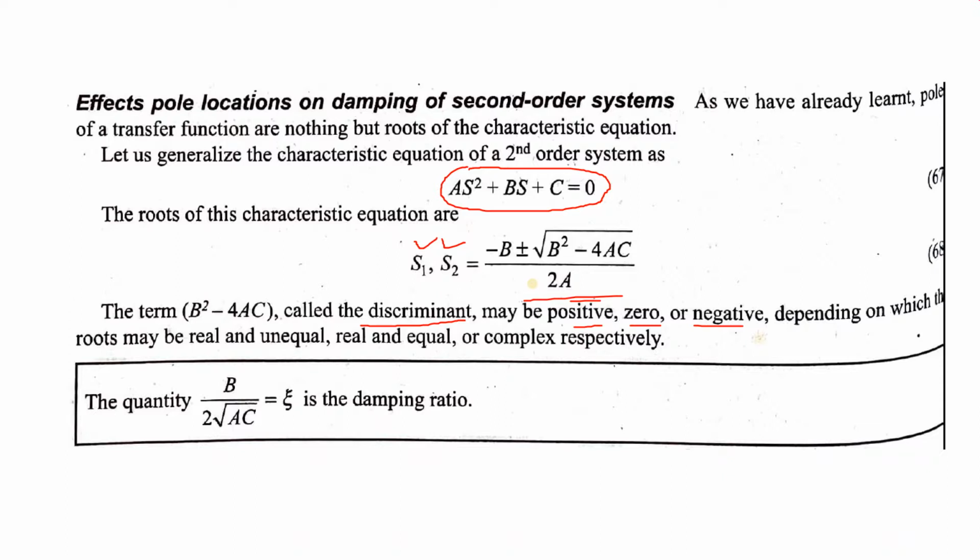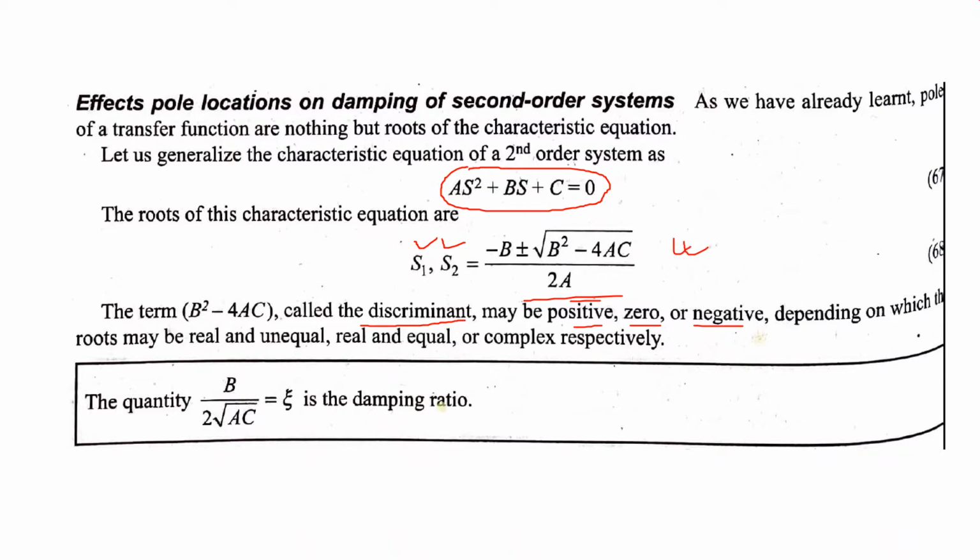If it is positive, then S1 and S2 will be two real numbers, and if it is negative you will get imaginary numbers, complex conjugates. So depending upon the roots, they may be real and unequal, real and equal, or complex respectively. This is known to us.